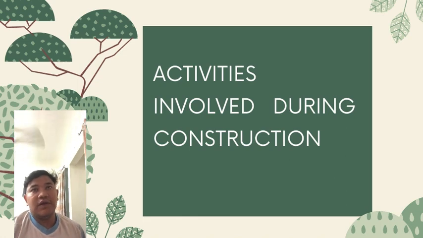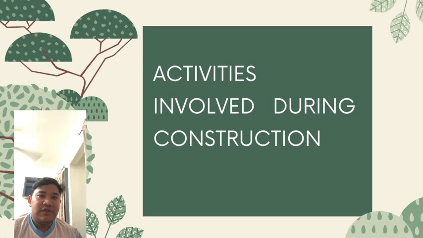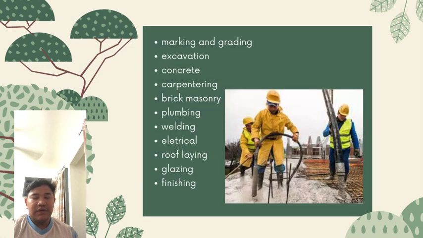For the first one, I'm going to tell about the activities in construction. Number one, marking and grading. Marking is one of the first construction activities, which involves marking the area of the plot or floor reference. Grading uses big machines to ensure the space is level, or at the appropriate angle that it is supposed to be. The second one is excavation.